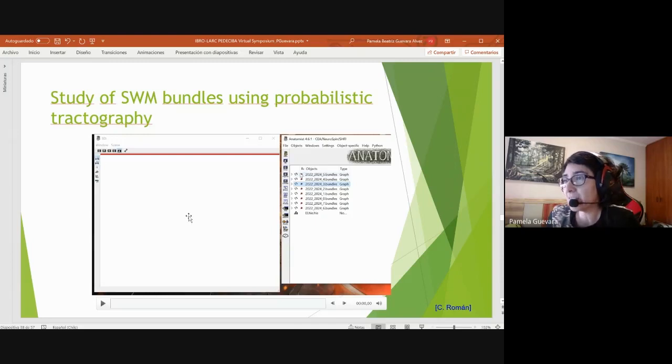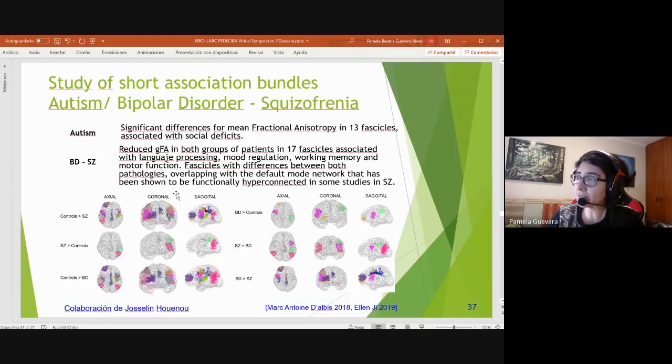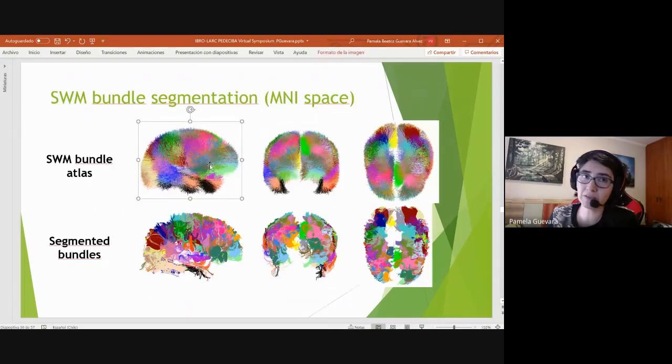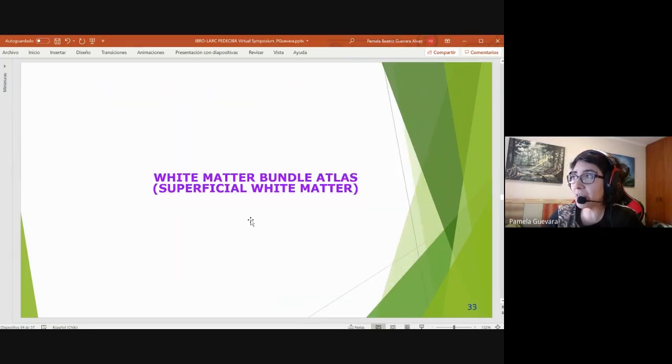Okay, so these atlases were constructed using deterministic tractography, and we performed a jump to probabilistic tractography. That is an algorithm that tries to not only reconstruct the main fiber.